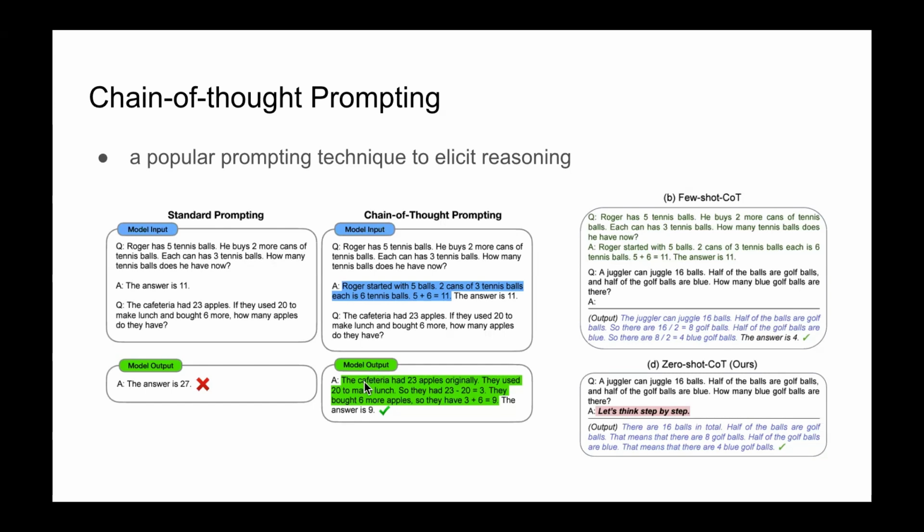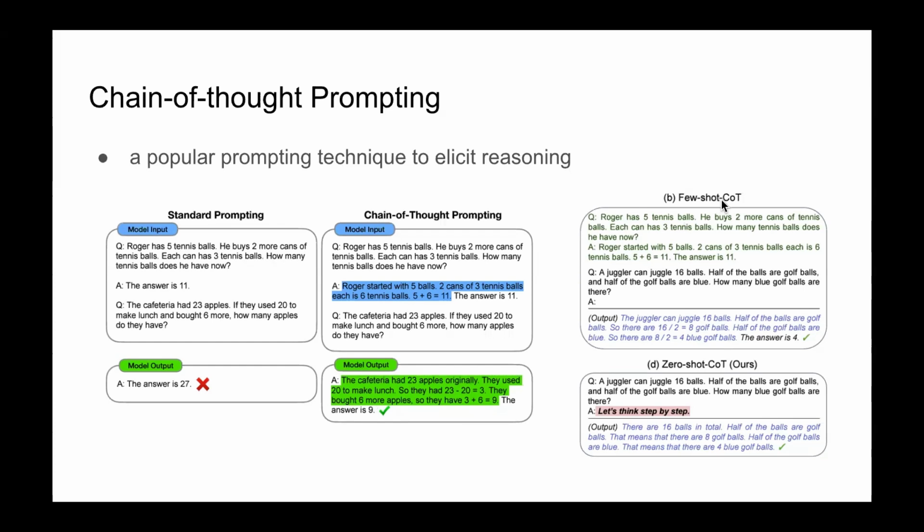So the model says, okay, following this reasoning process, the cafeteria had 23 apples originally. They used 20 to make lunch, so they had 23 minus 20 equals 3. They bought 6 more apples, so they have 3 plus 6 equals 9. The answer is 9. So this is basically what chain of thought prompting is: you prompt the model to include a chain of thought before it tries to give you an answer. And that's shown to increase the model's performance on reasoning heavy tasks quite a bit.